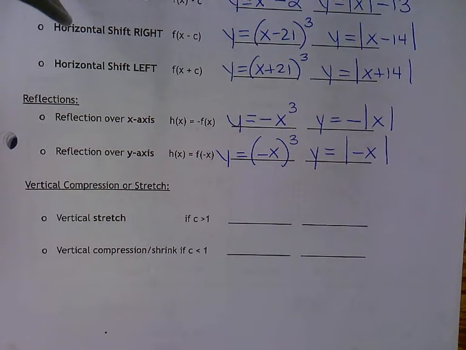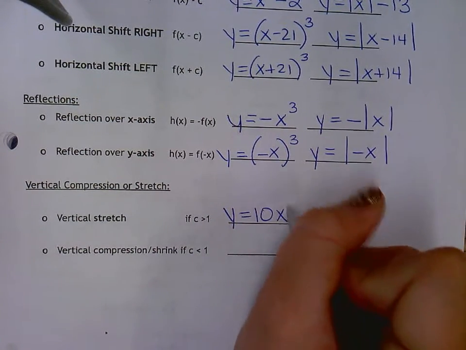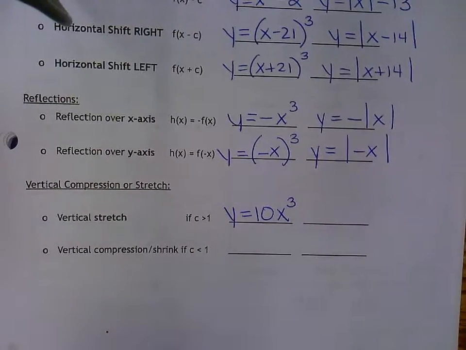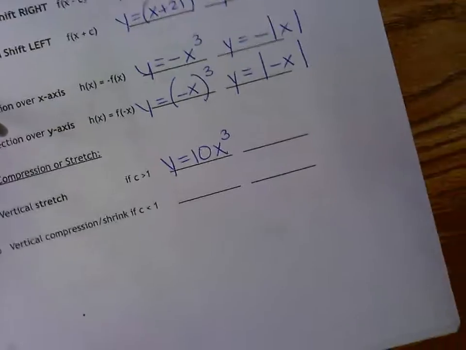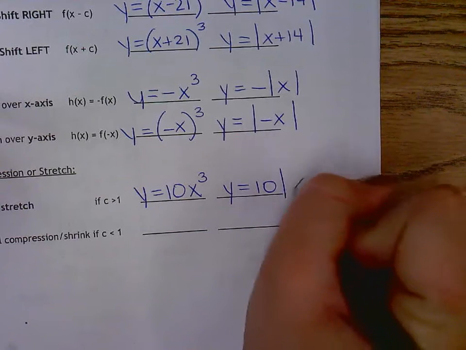Give me your favorite number, Michael. 10. So if I do y equals 10 times x cubed, that's 10 times as steep. Would you like to make 10 times the amount of money that you do now at your job? Yeah. So if you're making $12 an hour, what's 10 times that? $120 an hour? Yes, please. So think about stretching something 10 times as steep. So same thing with this one. You'd have 10 times the absolute value of x.